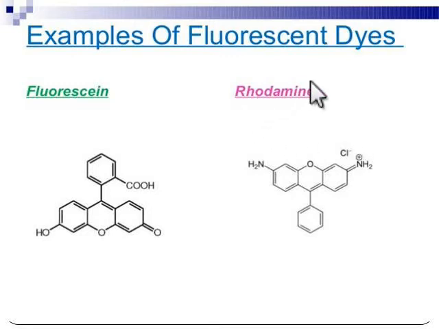These two dyes are mainly used for the detection of antigen-antibody interactions, mainly for detection of antibody. These dyes absorb light and emit light, and this emitted light is observed by a fluorescent microscope.